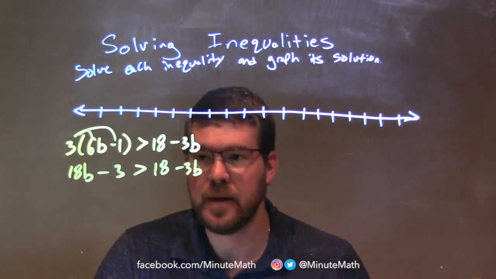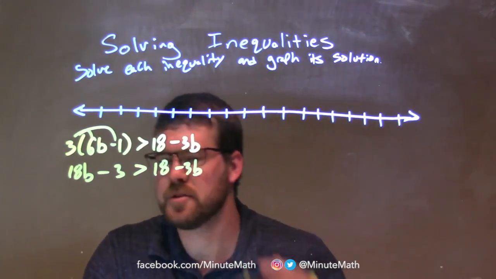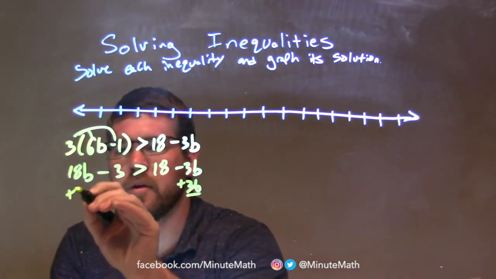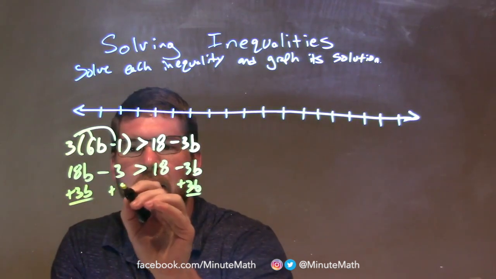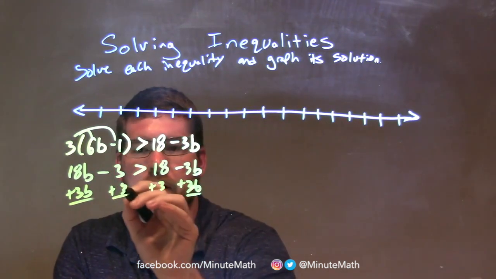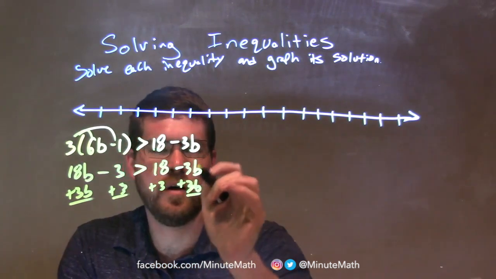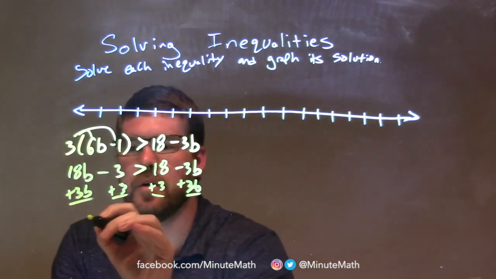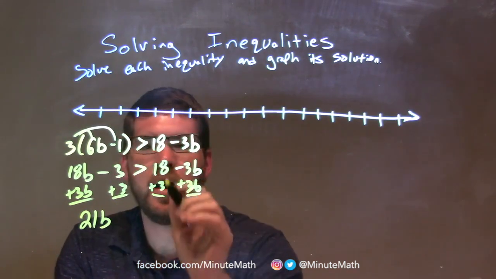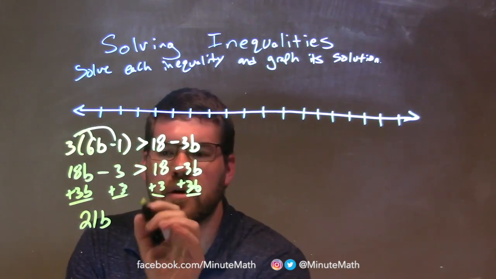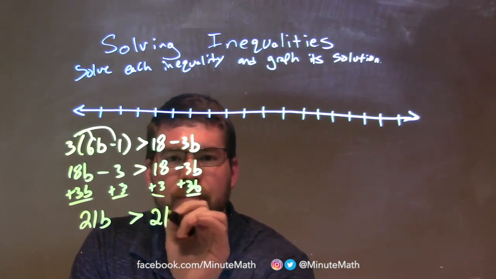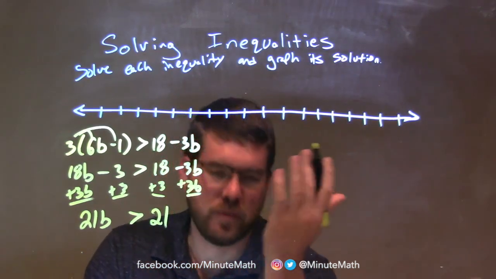So now we want to bring our b's together and our numbers together. So let's just go add 3b to both sides here, plus 3b. And add 3 to both sides. Okay. This will eliminate the 3's here and these 3b's right there. So 18b plus 3b comes out to be 21b. And then, well, the 3's cancel here, left of the greater than sign, and 18 plus 3 is also just 21. Alright, and the negative 3b and 3b cancel.